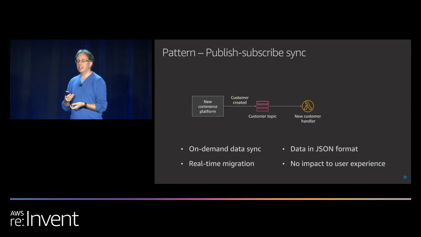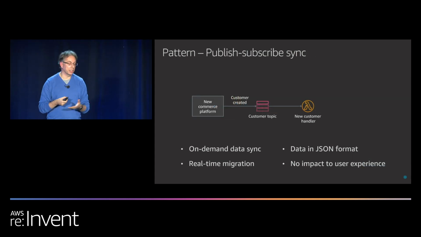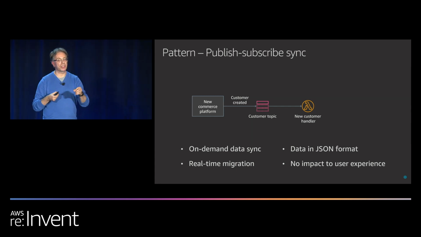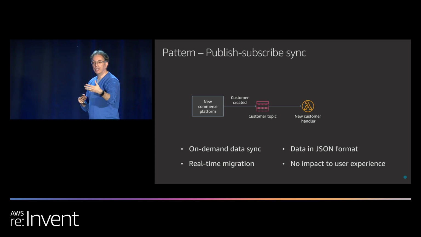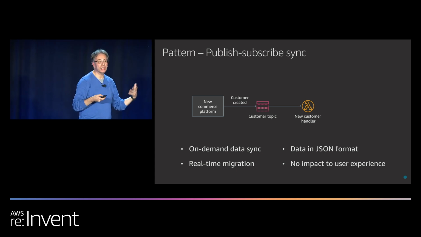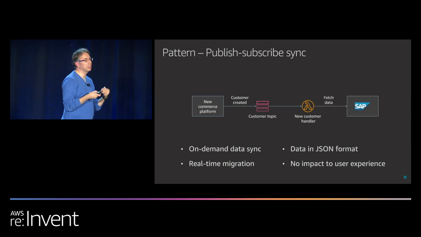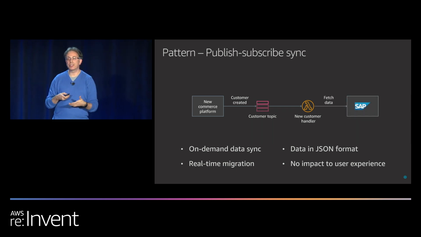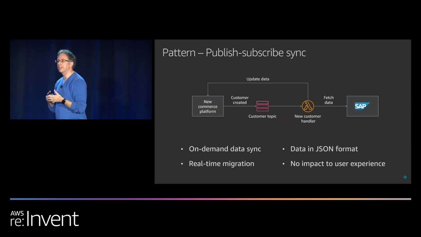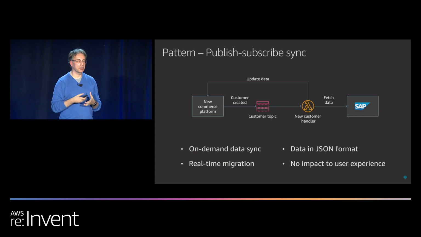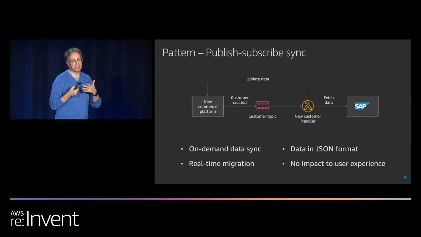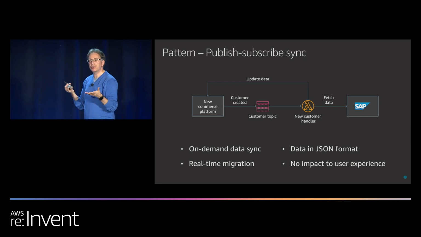And building this in a serverless architecture is super easy, because the new commerce platform posts the information on an SNS topic, saying there is a new customer with this email. The customer topic is connected to a Lambda function that is triggered. The Lambda function fetches the data if the profile is found in the SAP system. And if there is data, it updates the new commerce platform with all the profile data. This happens almost in real time. It's very quick, so it happens with no impact on the user experience.